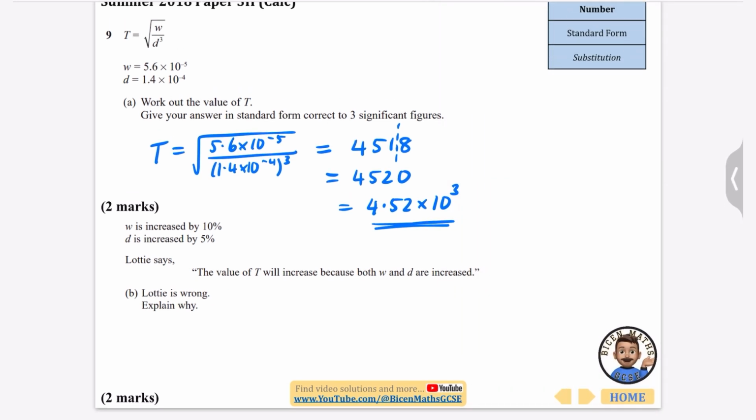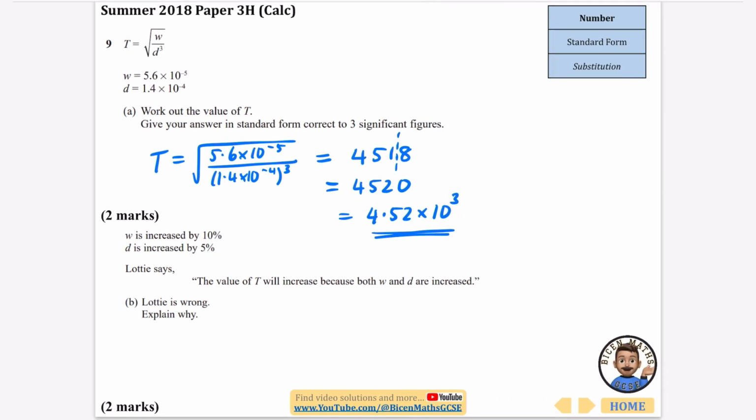Now it says that W is increased by 10%, D is increased by 5%. Lottie says the value of T will increase because both W and D are increased. Lottie is wrong. Explain why. We have to be careful. When you increase something in the denominator, you actually make the number smaller. So let's just actually see what happens here. Let's actually do the calculation. You could do it using reasoning, but you could actually just work out with the calculations.